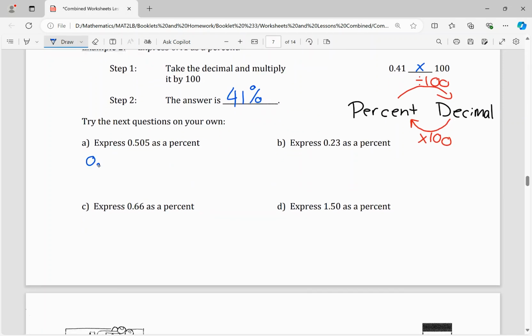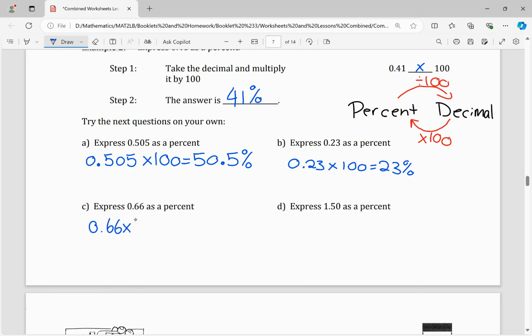Let's complete these final examples. 0.505. This is in decimal form. If we multiply this by 100, we get 50.5. And remember, that's 50.5%. 0.23, if you multiply that by 100, you get 23. Now it's in percent form, so we draw the percent symbol. 0.66 times 100 gives us 66%.